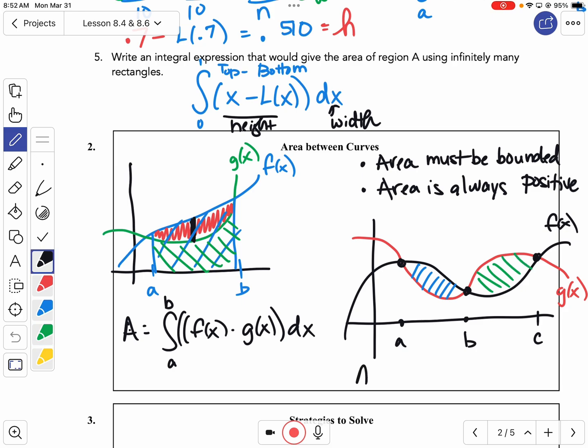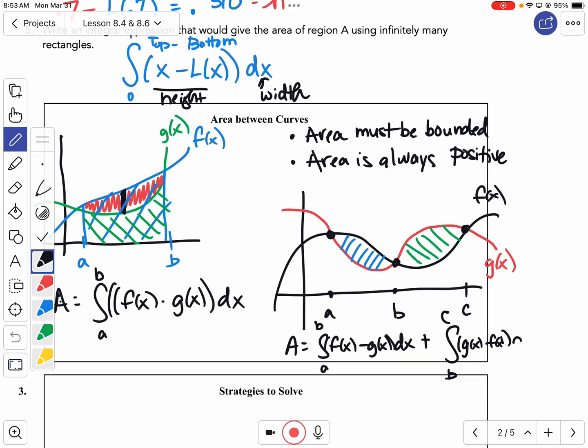So my total area would be the integral from a to b. On the first one, f of x is dominant, so f of x minus g of x dx. I'd add to that the area from b to c. This time, g of x is dominant, so g of x minus f of x dx. Okay, so know that some areas, depending on what it looks like, will require multiple integrals to make it happen. Okay?